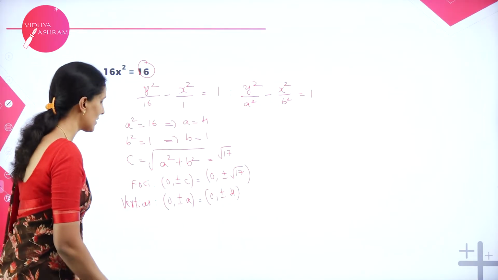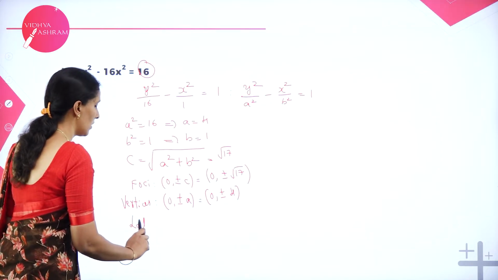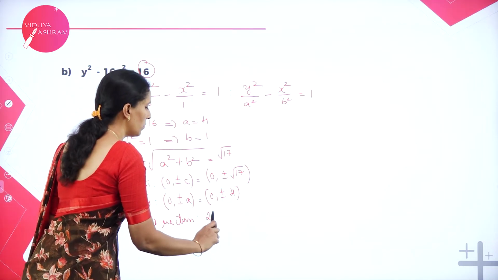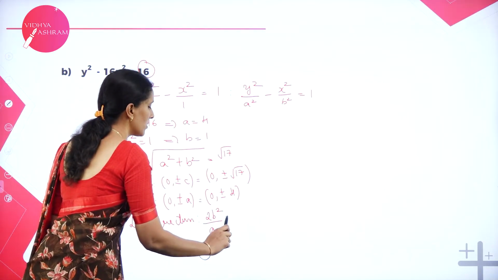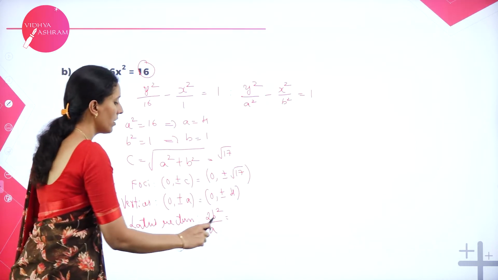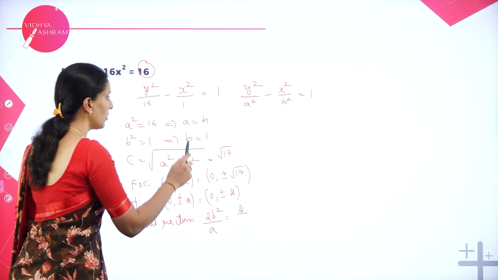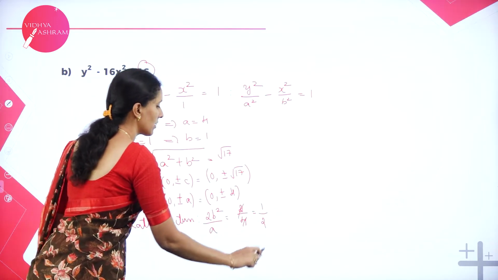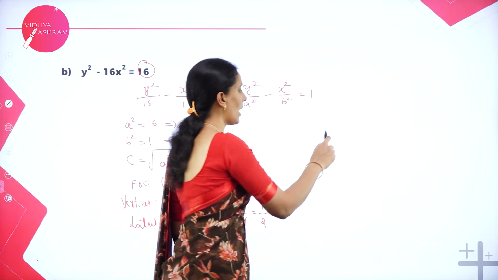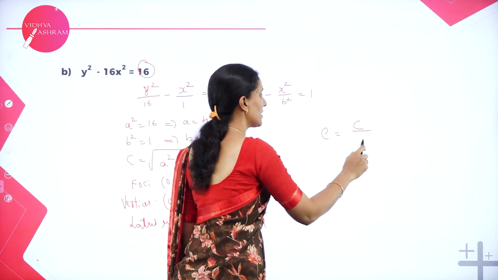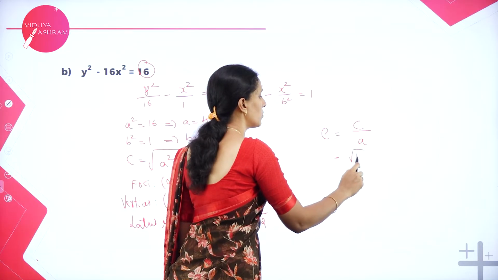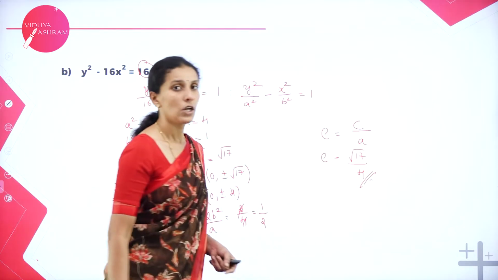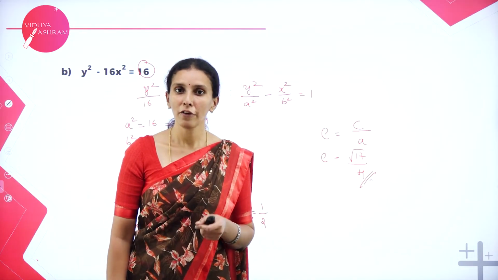Next, we will write the latus rectum. Latus rectum is 2b square divided by a. So the value b square is also 1, so it is 2 divided by the value of a, which is 4. So when you cancel it, you will get the length of latus rectum as half. Next, we have to calculate the eccentricity, which is nothing but c by a. The value of c is root 17 and the value of a is 4. So the value of eccentricity is root 17 divided by 4.